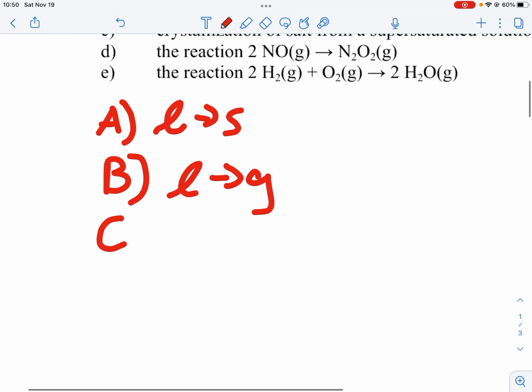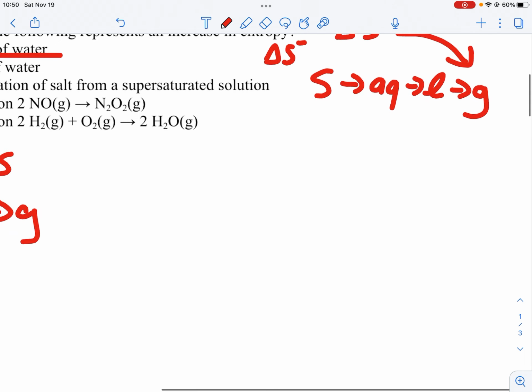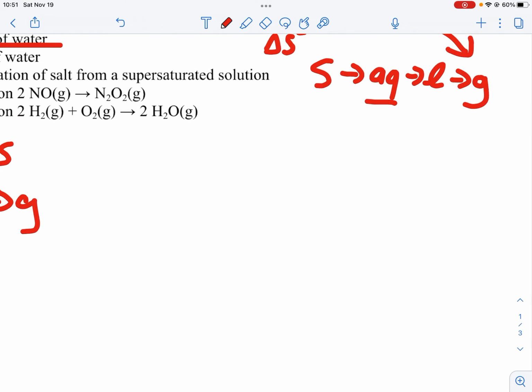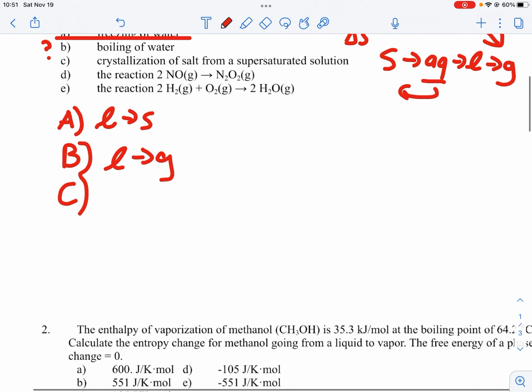Option C, the crystallization of salt from a supersaturated solution. A supersaturated solution is just the aqueous. So if we go from aqueous to a crystal, that would be a solid, which is a negative delta S on the chart. So we know that that cannot be our option.